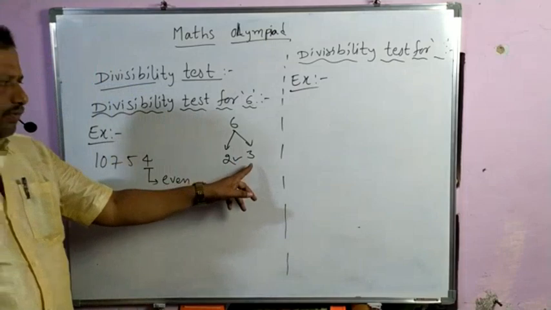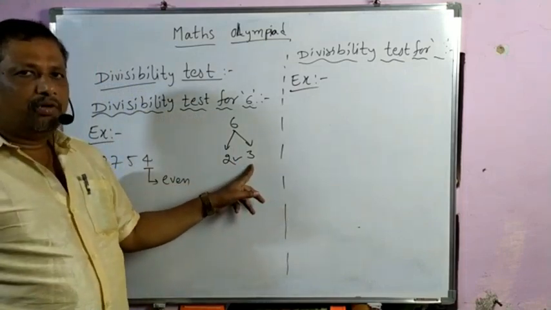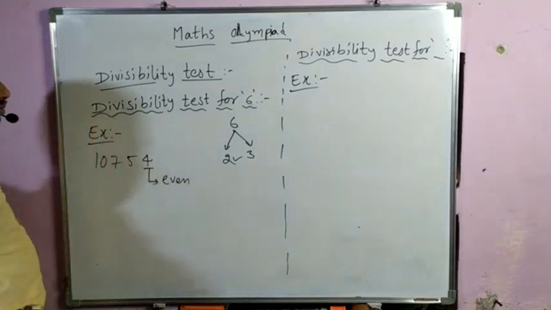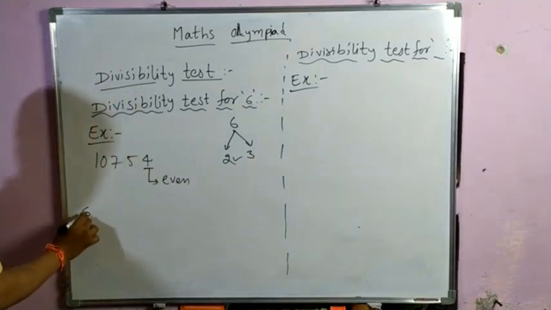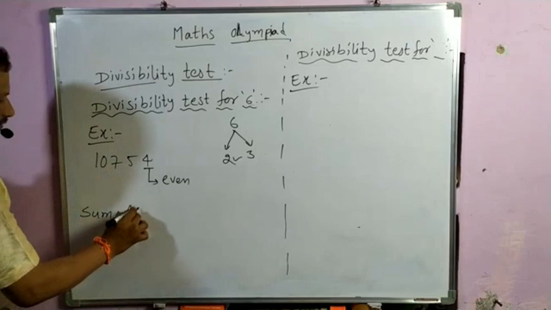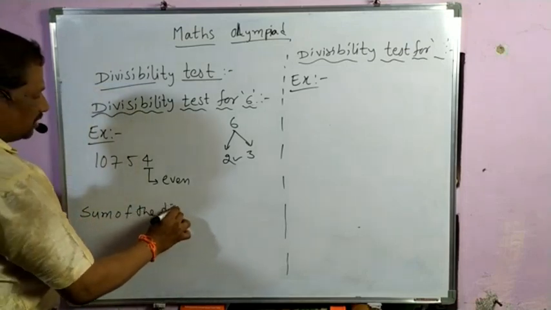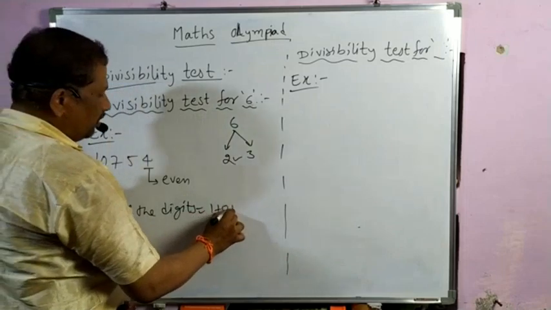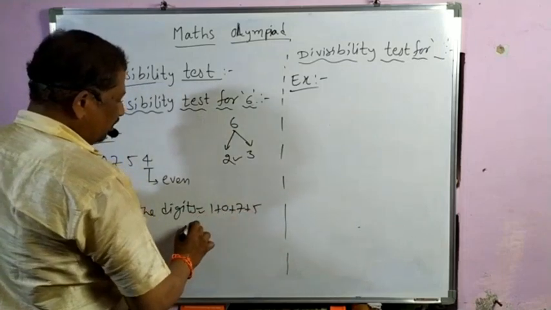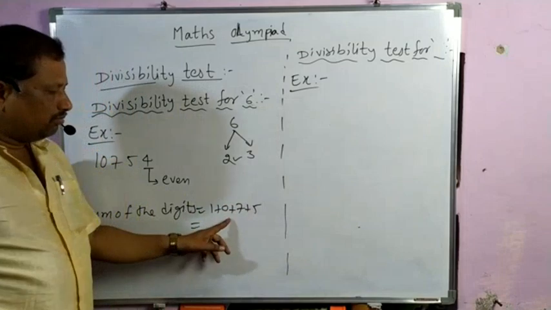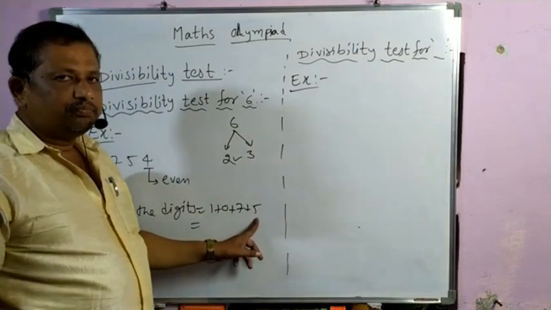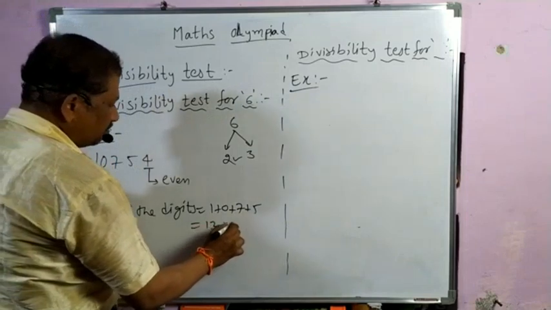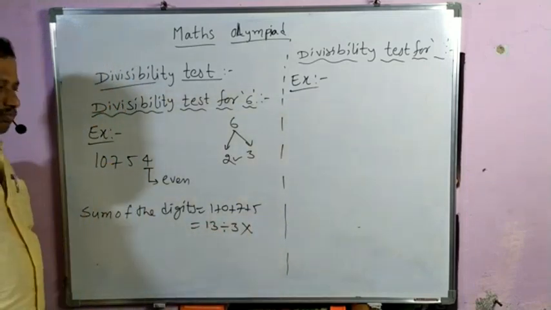What is the divisibility test for 3? If the sum of the digits obtained is divisible by 3, then the given number is divisible by 3. Let us take the sum of the digits: 1 plus 0 plus 7 plus 5 plus 4. 1 plus 0 is 1, 1 plus 7 is 8, 8 plus 5 is 13, 13 plus 4 is 17. Is 17 divisible by 3? No, it is not divisible by 3.